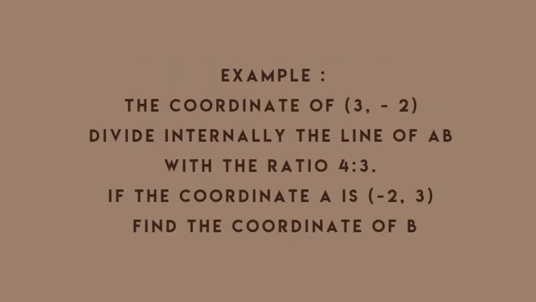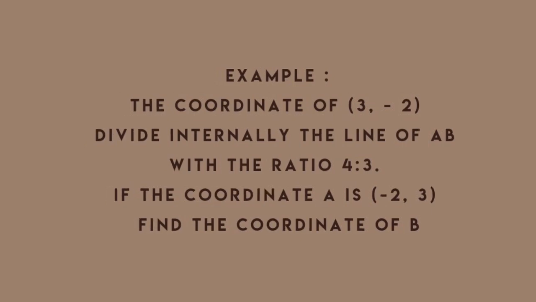For example, the coordinate of 3, negative 2 divides internally the line AB with the ratio 4 is to 3. If coordinate A is negative 2, 3, find the coordinate of B.